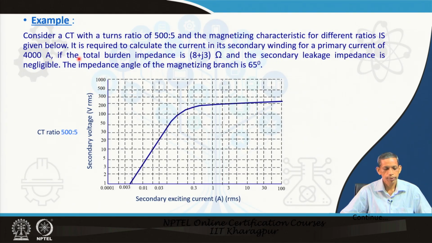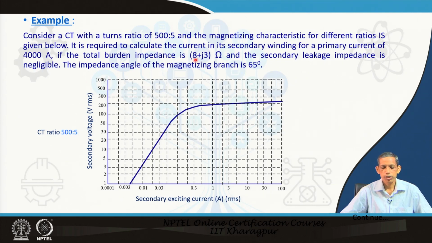Another example. Consider a CT with a turns ratio of 500:5, and the magnetizing characteristics for different ratios are given below. This is the 500:5 CT. It is required to calculate the current in its secondary winding for a primary current of 4000 ampere. When the primary current is 4000 ampere, what will be the corresponding secondary current, that we would like to know. That will also reveal the error, considering the magnetizing characteristics.